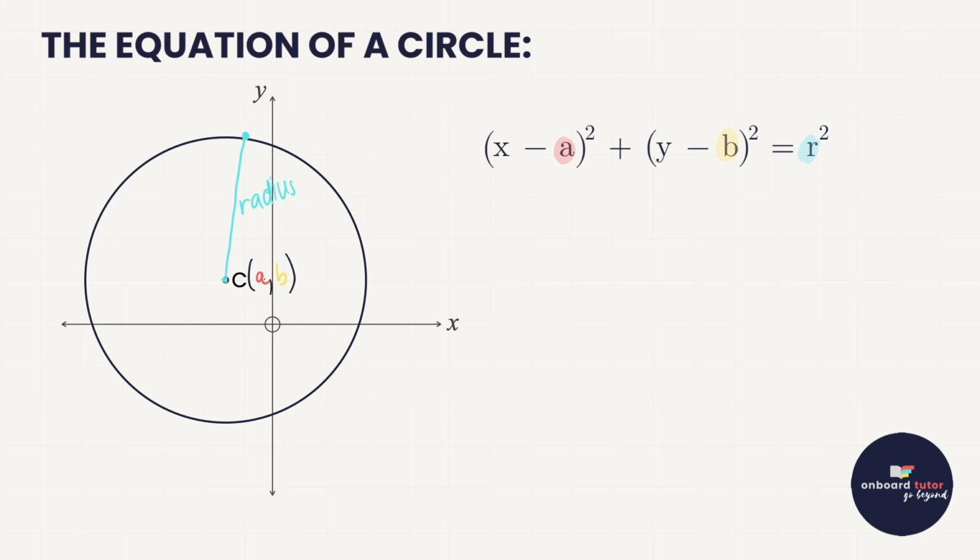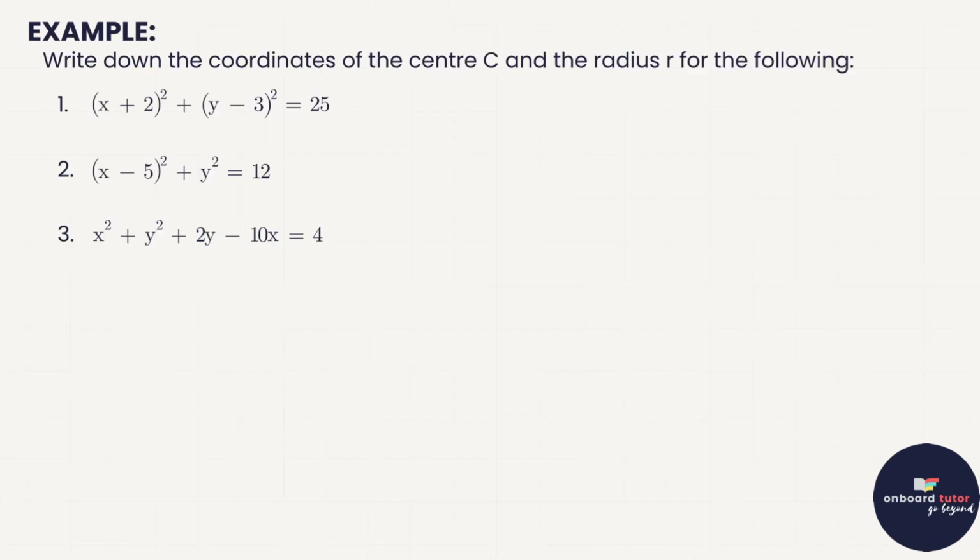Let's have a look and see if we are able to tackle questions based on this concept. Okay, here are some examples for us to try. Write down the coordinates of the center C and the radius R for the following. Okay, and then we've got 1, 2, 3 equations of circles here.